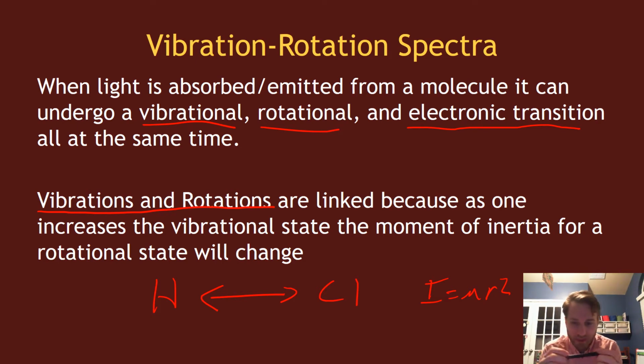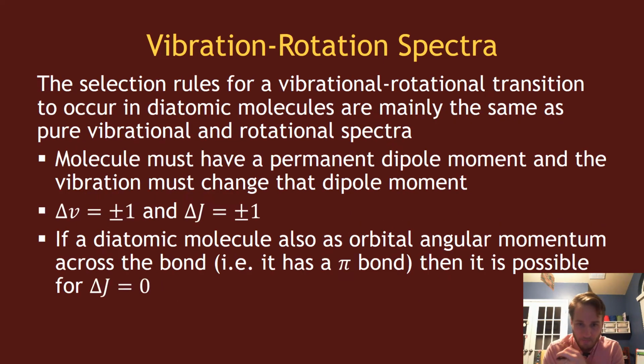In lab, you go a lot more into detail than we'll talk about in this lecture about the anharmonic effects and the extra peaks that occur due to the coupling of vibrational and rotational states. So the general selection rules for a vibrational rotational transition are the same as for a pure rotational transition and a pure vibrational transition. The molecule has to have a permanent dipole moment, and the vibration must change that dipole moment.